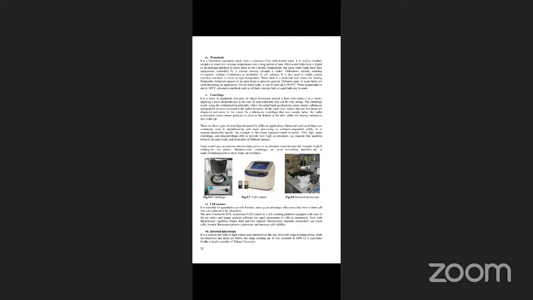25,000, right? 25,000 into 4. I have 1 lakh cells, right? So I am distributing this 1 lakh cells into 25,000 cells in each flask. That is 4 flasks. Now by tomorrow, this 25,000 will become 50,000.